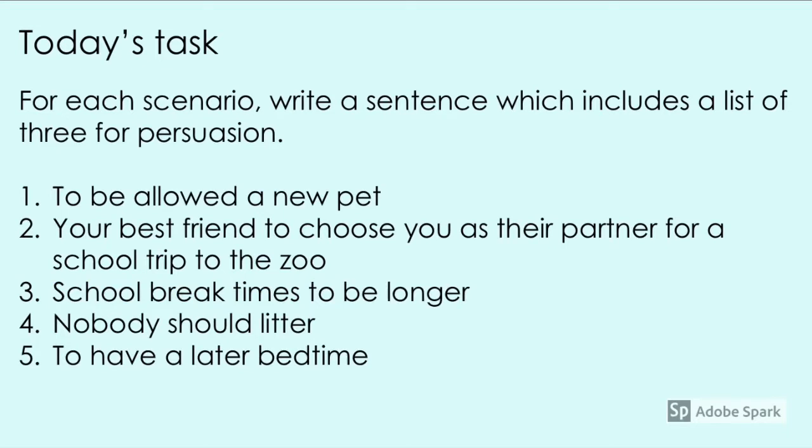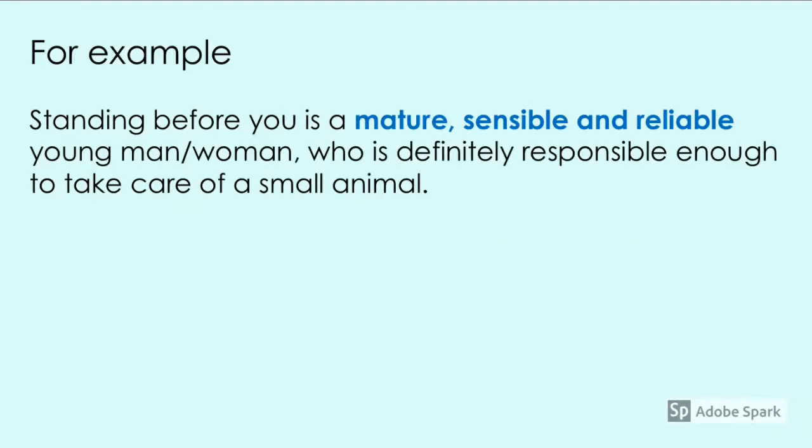Today we're going to practice using the list of 3. So for each scenario you need to write a sentence which includes a list of 3 for persuasion. So these are 5 situations where you're trying to persuade someone to do something or to let you do something. Let's have a look at an example for the first one. So you're trying to persuade your parents to let you have a new pet. Standing before you is a mature, sensible and reliable young man or woman who is definitely responsible enough to take care of a small animal.